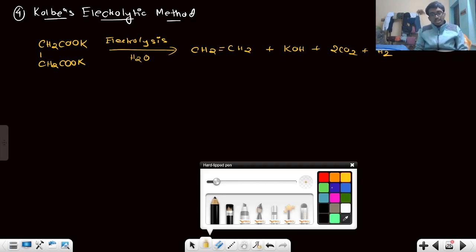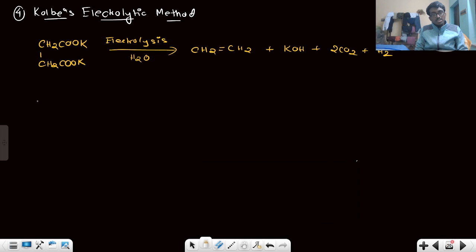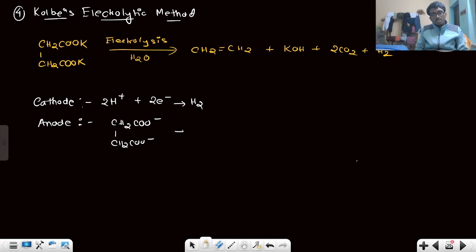So this is basically the Kolbe electrolytic method. Now what exactly is happening at the cathode and anode? Hopefully you all know, same as previous. At the cathode, hydrogen gas will be released: H plus 2 electrons forms H2. Done. And at the anode, CH2COO minus, minus 2 electrons, forms CH2 double bond CH2 plus 2CO2. And the leftover OH minus ions and K plus ions form KOH.